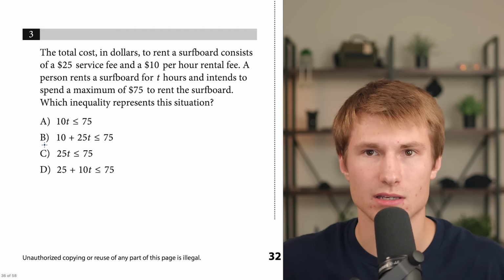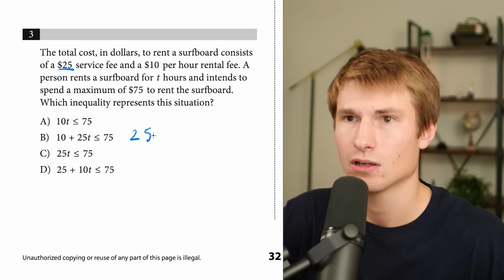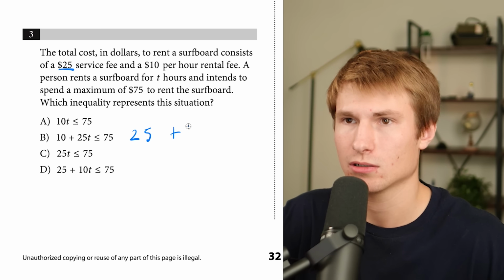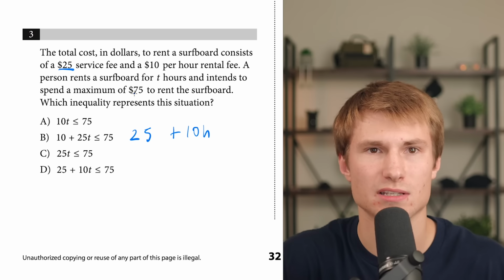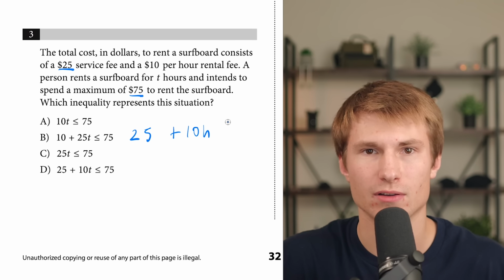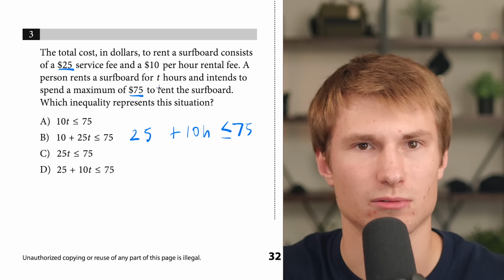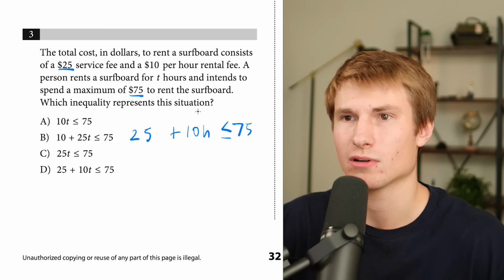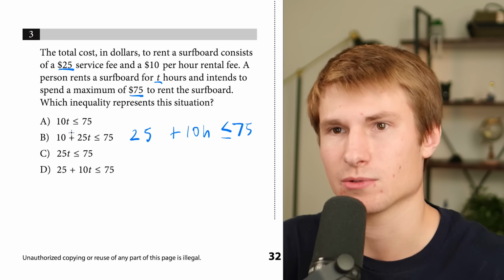We've got the total cost in dollars to rent a surfboard consists of a $25 service fee and a $10 per hour rental fee. A person rents the surfboard for T hours and intends to spend a maximum of $75. So it's going to be less than or equal to 75 to rent the surfboard. Which inequality represents the situation? It gave us T for hours. I put in H, so just keep in mind we'll have to switch that to T.